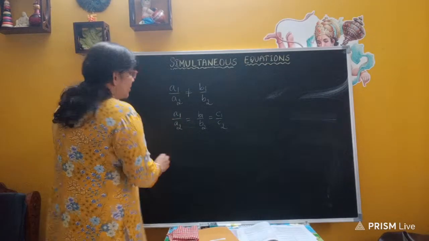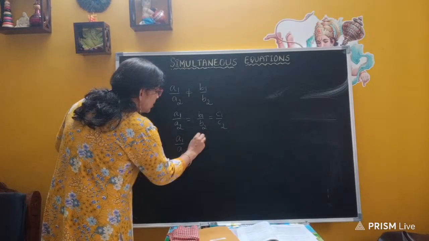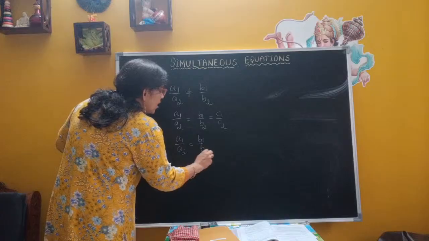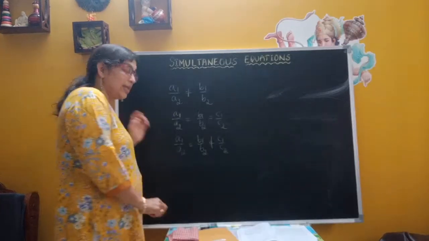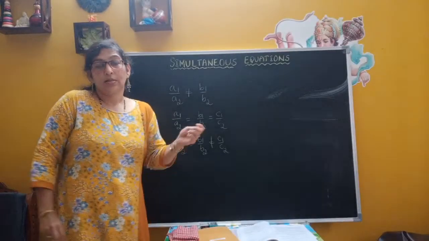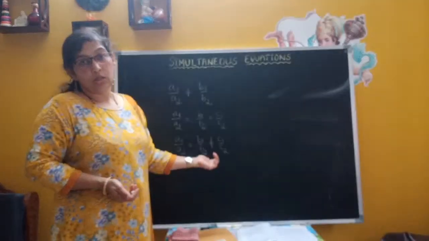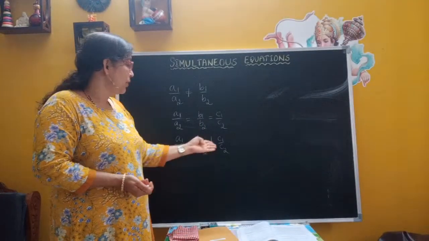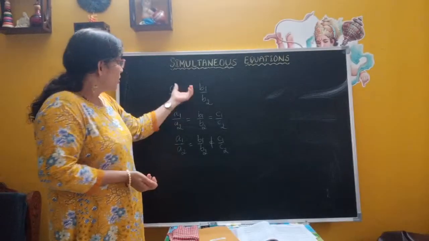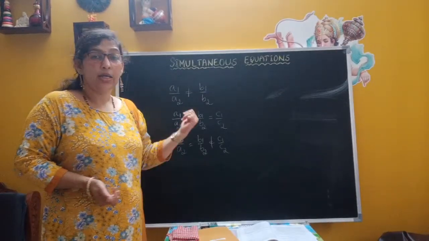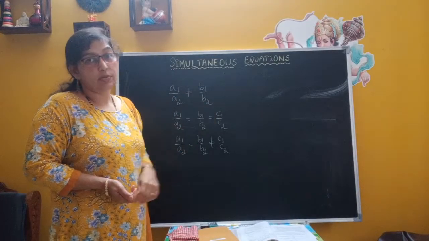And the last case: if a1 by a2 is equal to b1 by b2 and is not equal to c1 by c2, in this case the lines are parallel and we do not get any solution at all. The equations are inconsistent. They never meet. So these are the situations you learned in the previous class, and how to find them from the given equations.